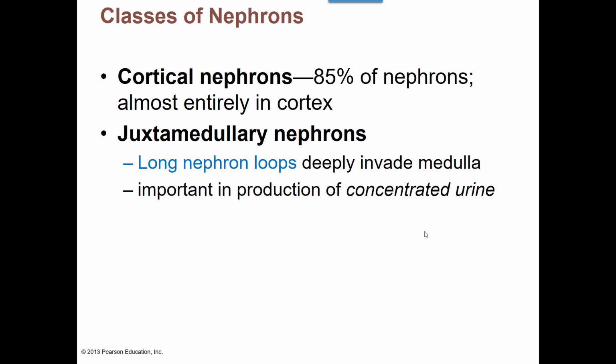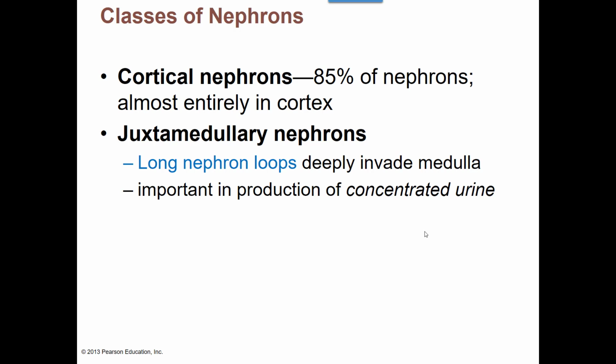Now, there are two kinds of nephrons. There are cortical nephrons and there are what are known as juxtamedullary nephrons. Most of the nephrons are called cortical nephrons because all or the majority of it is found up in the cortex. The proximal convoluted tubule, the distal convoluted tubule, the renal corpuscle, all happens in that outer cortex. The only part that's not in the outer cortex is that nephron loop that hangs down. And that's what most nephrons are.